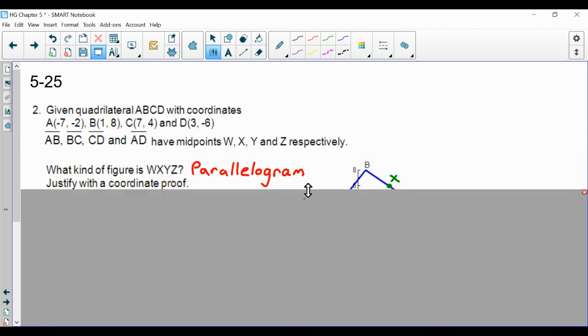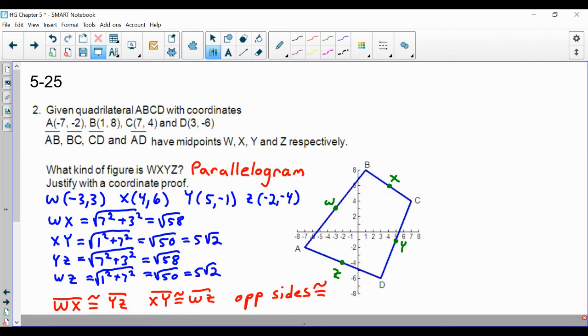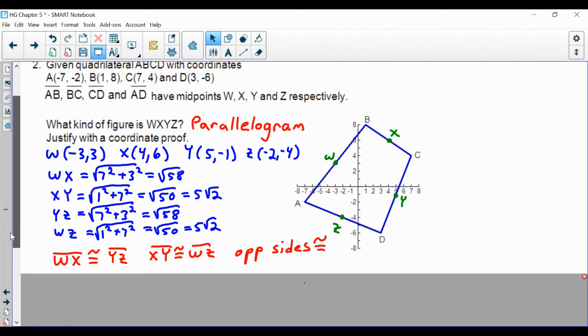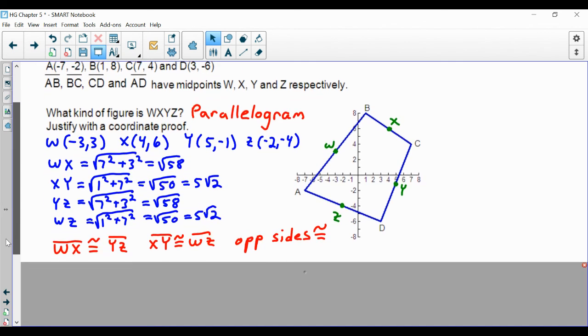All right. So hopefully you figured out it was a parallelogram. Now, we're looking at the inside figure, not the outside figure. So for W, X, Y, Z, you find all those midpoints by using the midpoint formula. You can see here I have all of those midpoints. Then I did the distance formula between each of them. It just so happened opposite sides were congruent, which means it is a parallelogram. And again, in coordinate proofs, you're using the distance formula a ton.